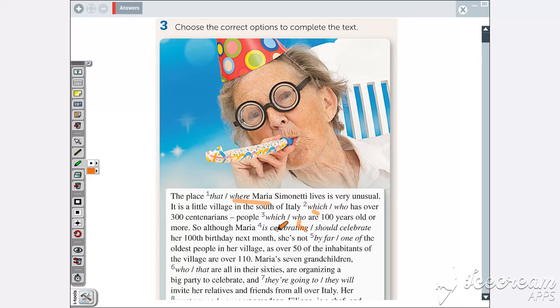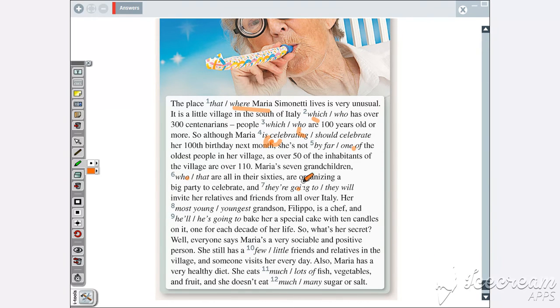Number four is going to be, let me see, "celebrating." I'm going to check this one, okay? Number five is going to be, let me see. When you start to say something, you have to start with "one of them," okay? "One of the oldest," okay? Number six is going to be "who." If we talk about people in their 60s, it's about people. And number seven, "they are going." If you have a plan, invite your related friends, it's a plan, so it's not "closing," okay?